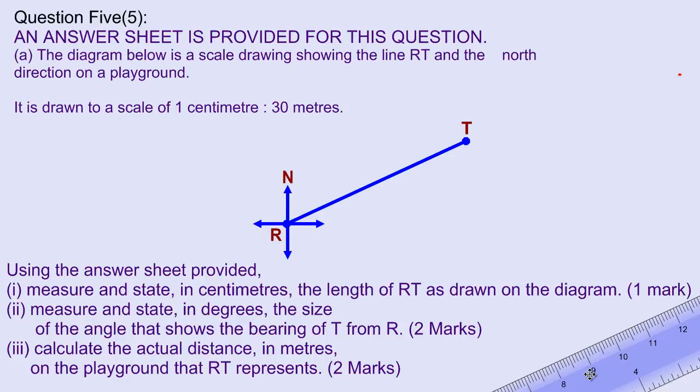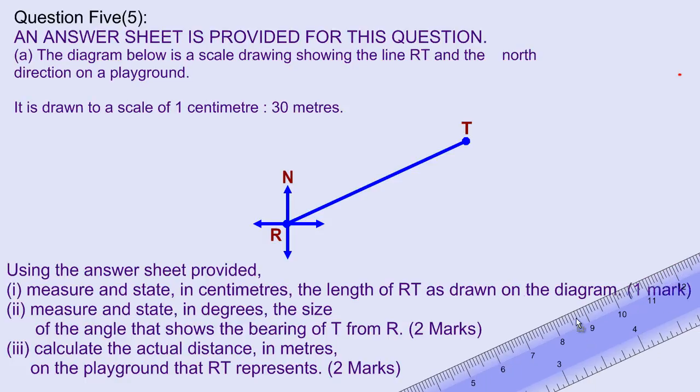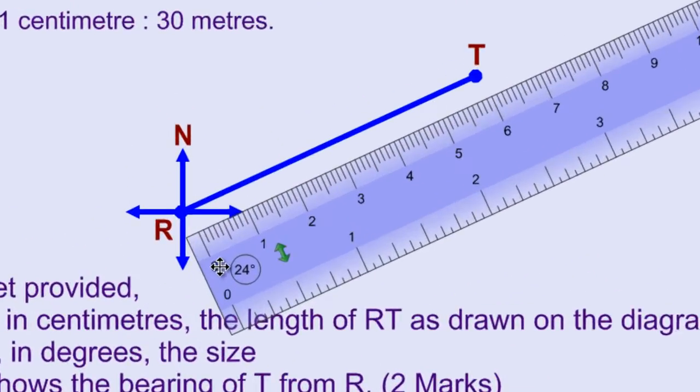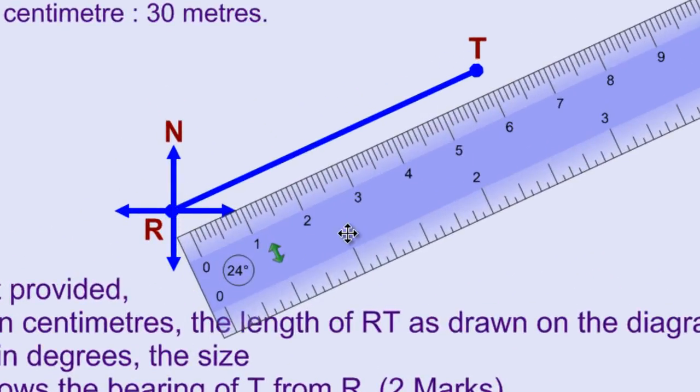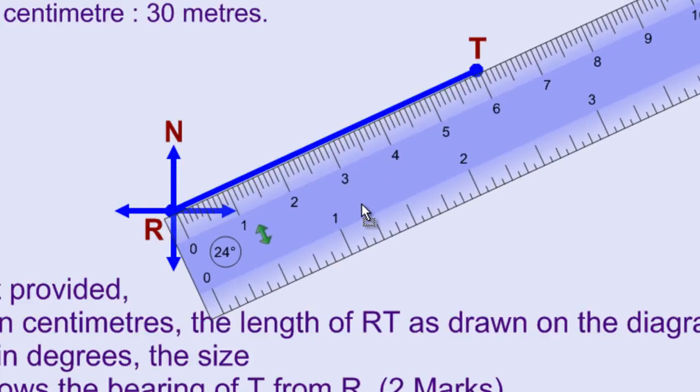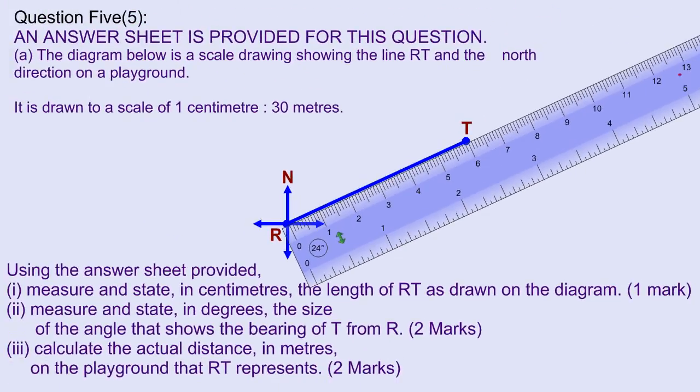So basically, you're going to take your ruler and place it. If you notice my 0 here, I am going to place it exactly on the point R, and I'm just going to measure, and here I am getting 6 centimeters. Okay, my friends, so for part 1 my answer is 6 centimeters.